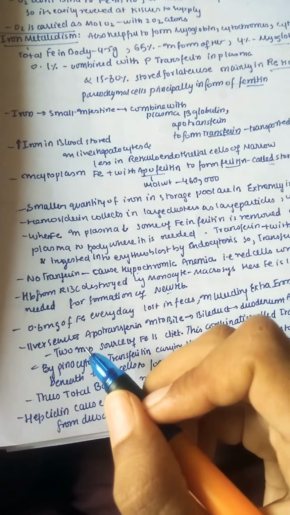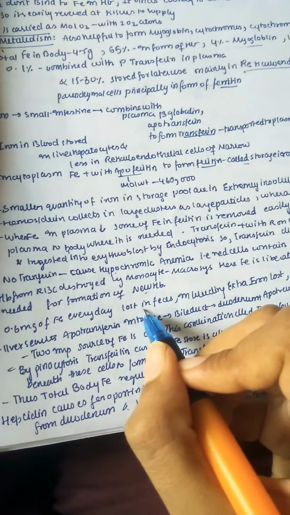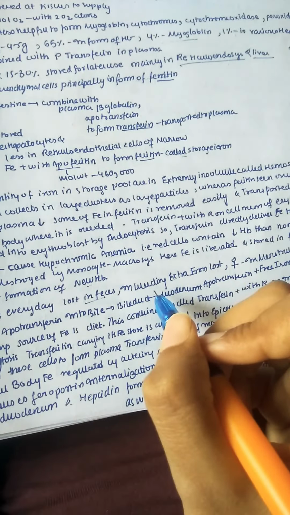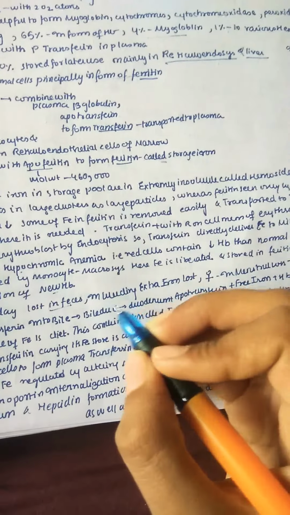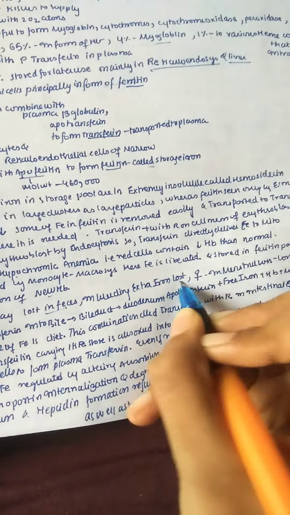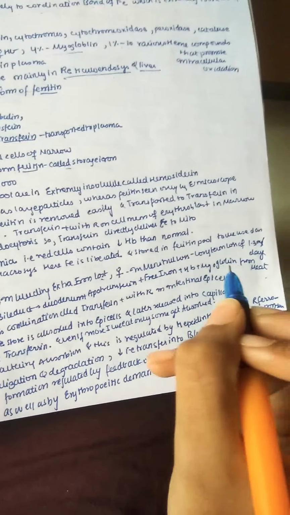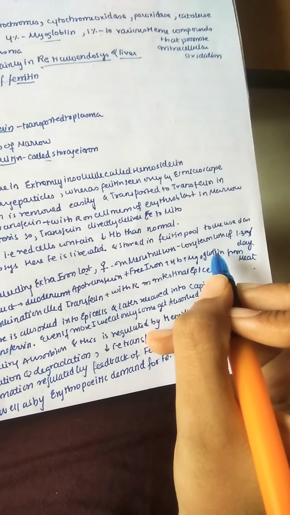So 0.6 milligrams of ferrum is lost every day in the feces, and in bleeding extra iron is lost, especially in females during menstrual cycles. There is menstrual loss, a long-term loss of about 1 to 3 milligrams per day.